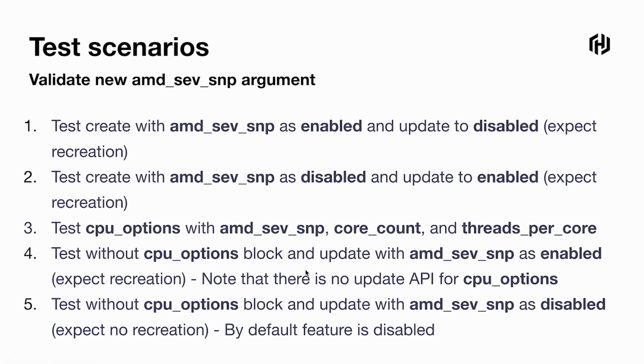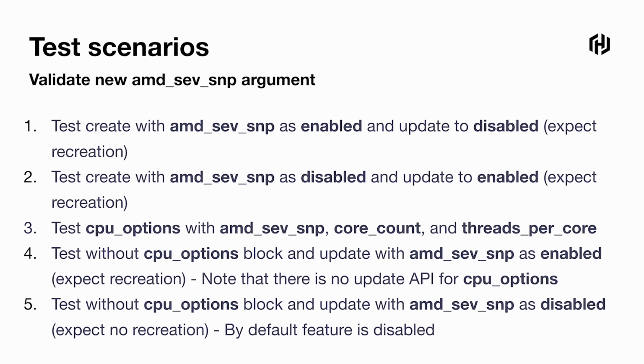Now, the next test case is the interesting one. On the first apply, practitioners specify the resource without the CPU options block. And now in the second apply, they specify the CPU options block with AMD SEV-SNP as disabled. In this case, since in the first apply AMD SEV-SNP is disabled by default, we expect no recreation.